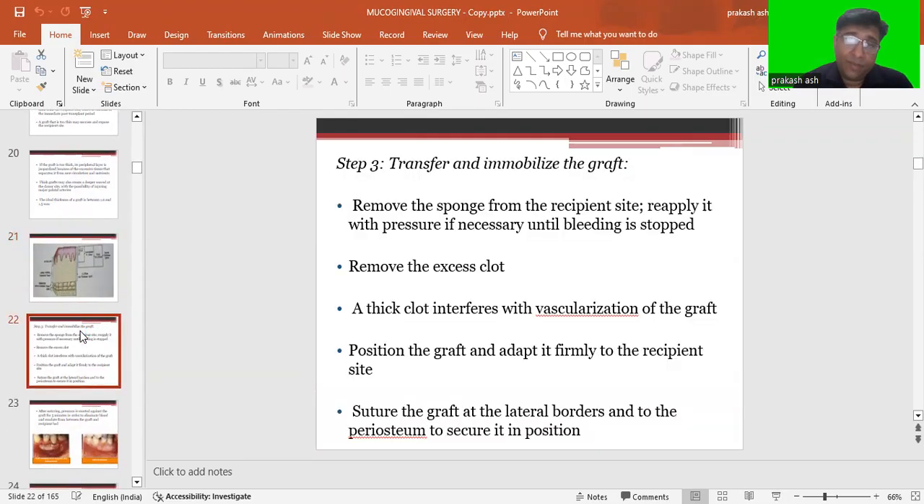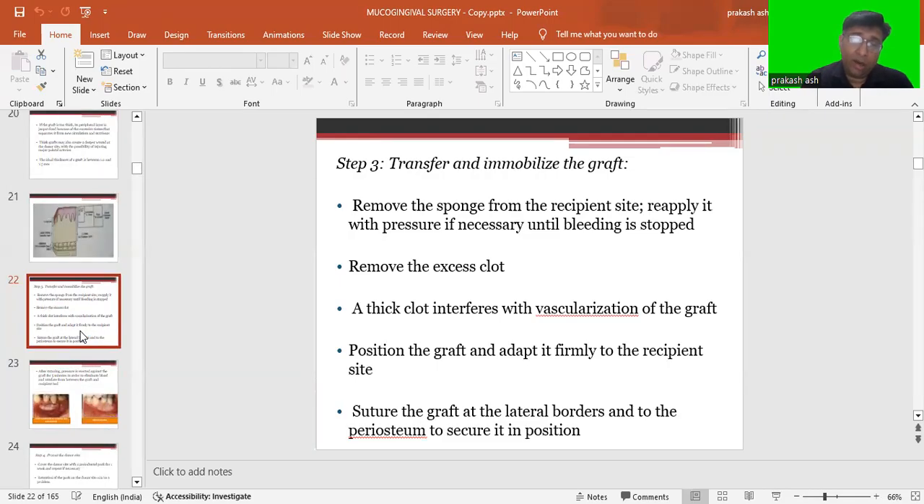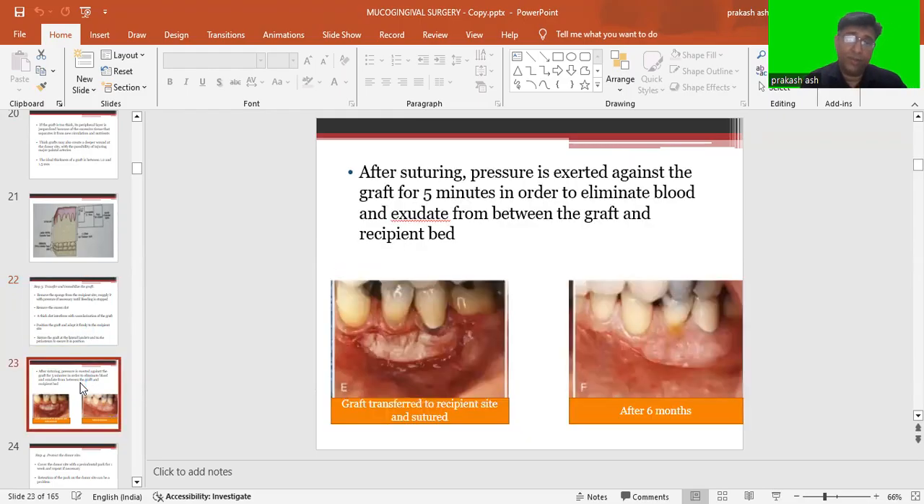Coming to the third step, that is transferring and immobilizing the graft. Remove the sponge from the recipient site, reapply it with pressure if necessary until bleeding is stopped. Remove the excess clot. The thick clot interferes with vascularization of the graft. Position the graft and adapt it firmly to the recipient site. Suture the graft at the lateral borders and to the periosteum to secure it in position. This is the photo which shows it.